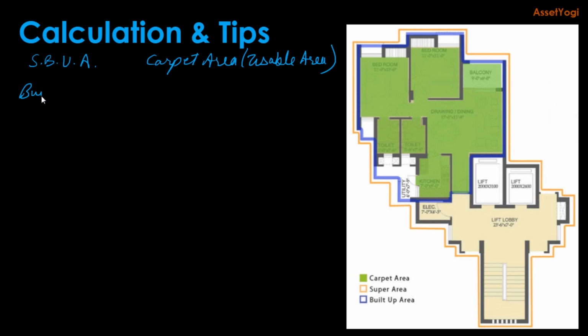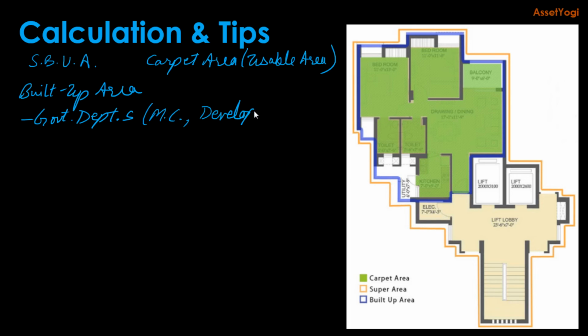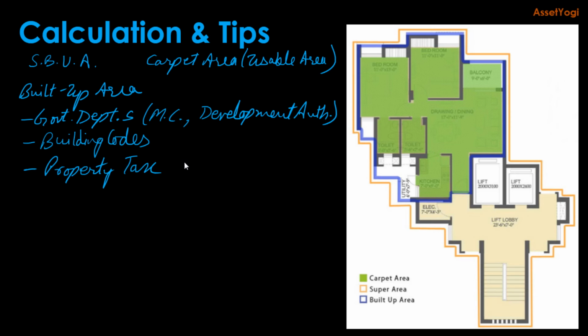Built up area is generally used in government departments. For example, your building plan may be approved on the built up area by, let's say, municipal corporation or by the development authority, and then you may also have to follow certain building codes based on the built up area. Then in many jurisdictions, property tax is also calculated on built up area.